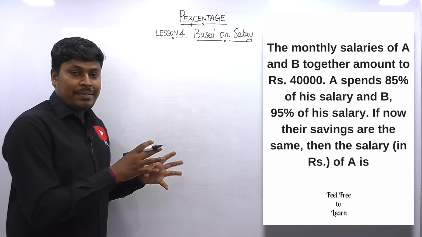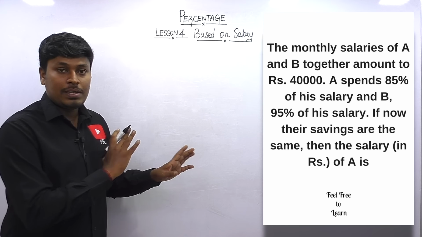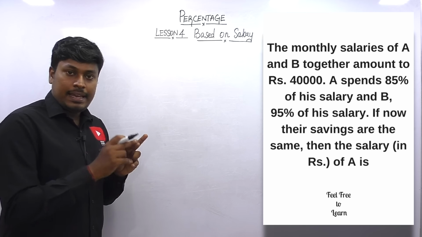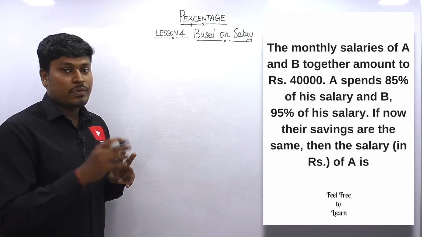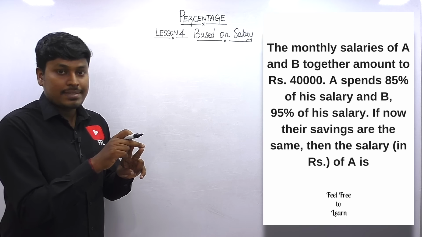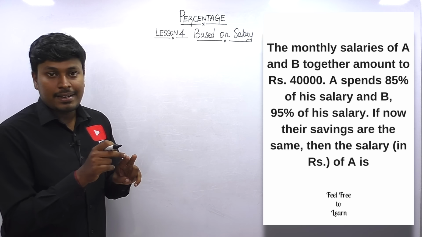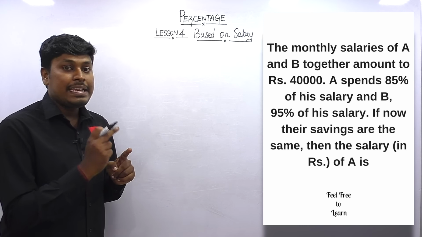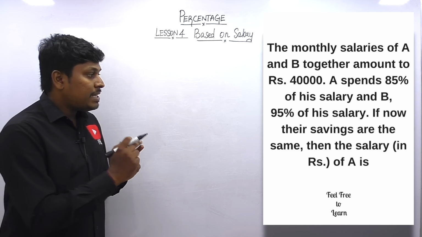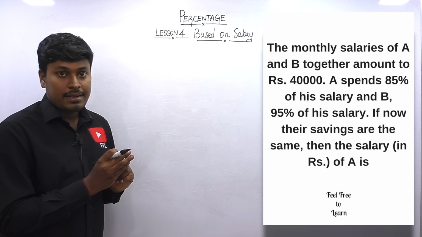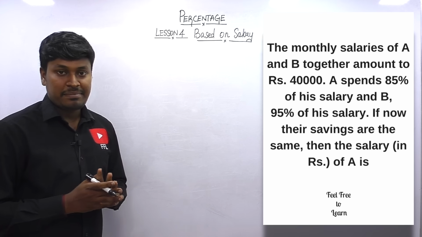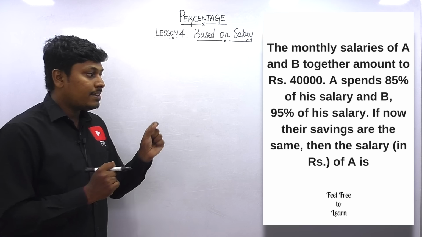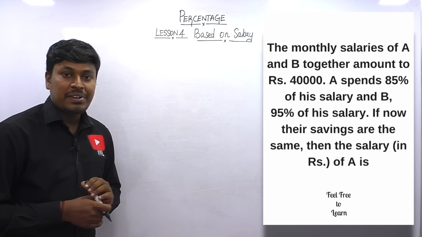So listen here, interesting question, and this question is different when compared to all the previous questions. What they are saying is, there are two persons, A and B, and their total monthly salary is 40,000. We don't know A's salary and B's salary, but when you add both persons' salaries, the total amount will be 40,000. And they are saying A spends 85% of the salary and B spends 95% of the salary, but both the savings are the same. Right, got it. Both the savings are the same. So by using this data, our target is to find the salary of person A.